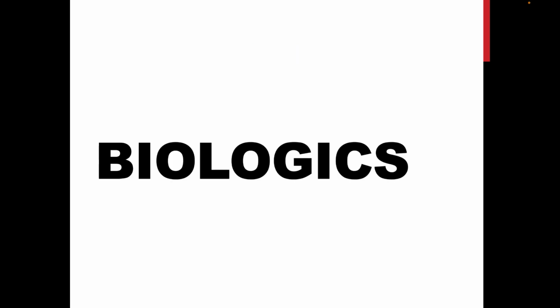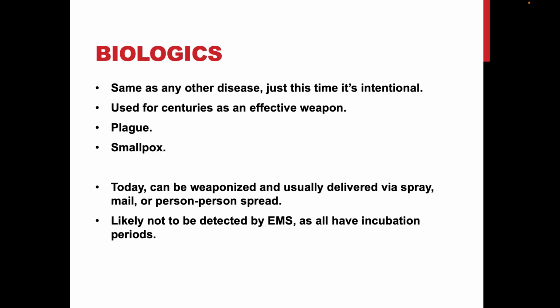Now we're going to pivot into biological warfare. With biological warfare, essentially what we've done is we've taken any run-of-the-mill disease and begun intentionally infecting people with it. This has been used for centuries as an effective weapon. Back in the Dark Ages, it was known that we would unfortunately launch dead bodies infected with the plague over city walls in order to spread the plague throughout those cities, making taking them over far easier.